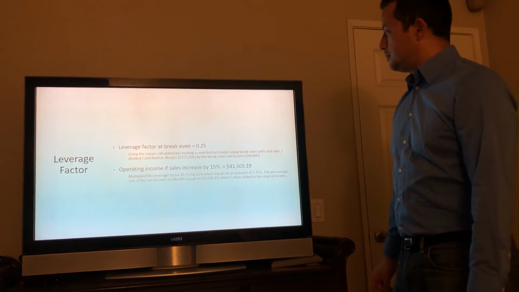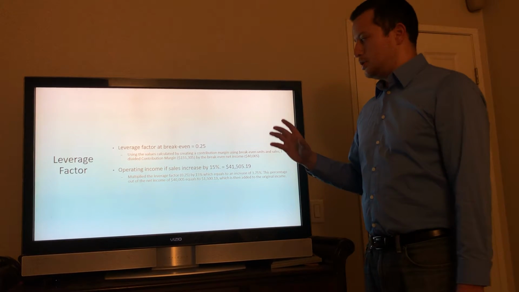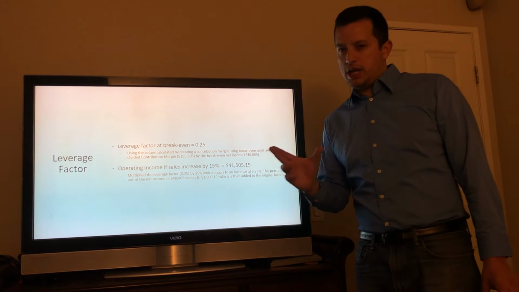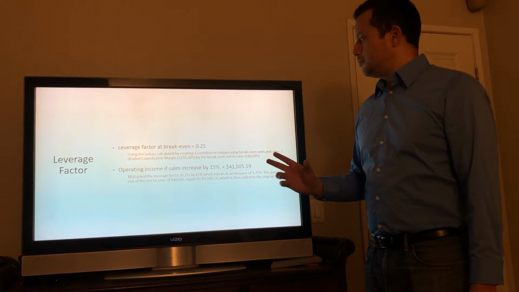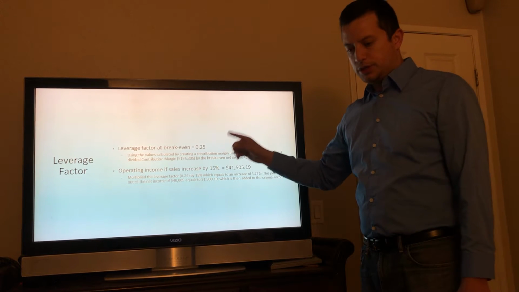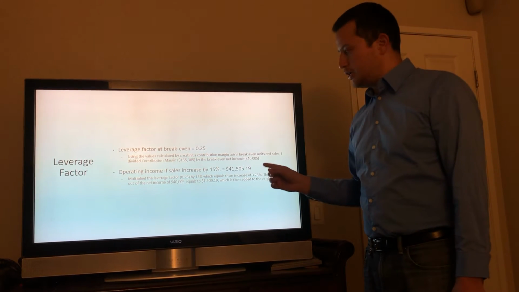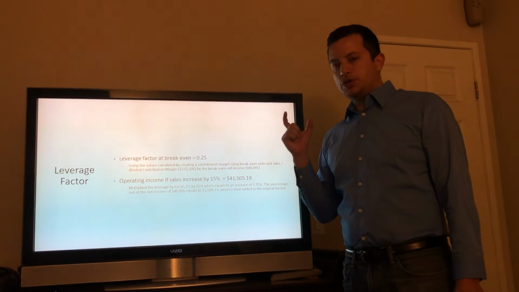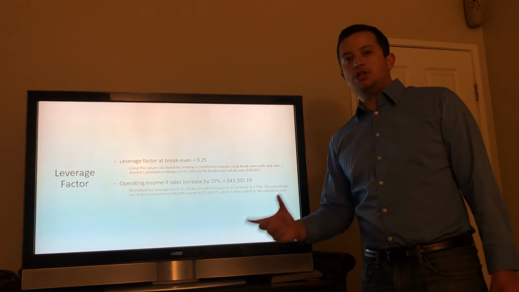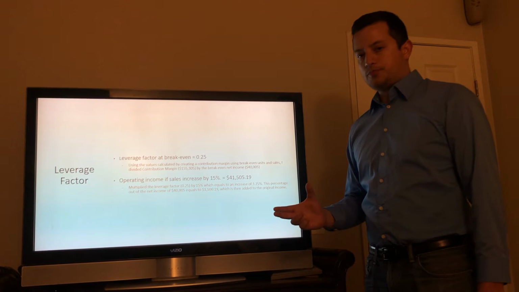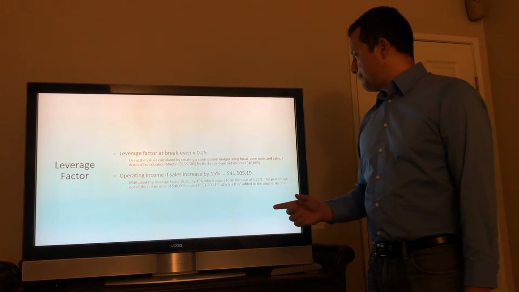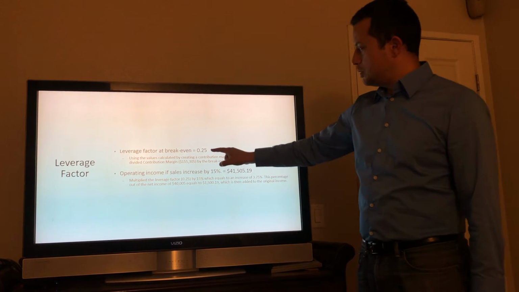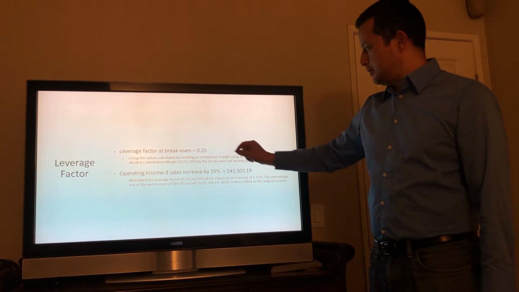The leverage factor was used, it doesn't say here on the question, but this was using the break-even numbers. I had to pretty much create a contribution margin income statement using the numbers for the break-even point, and it came out to a leverage factor of 0.25.